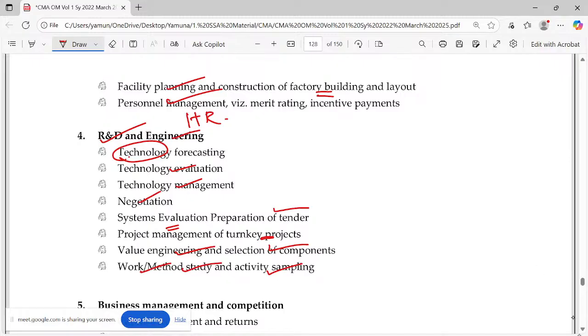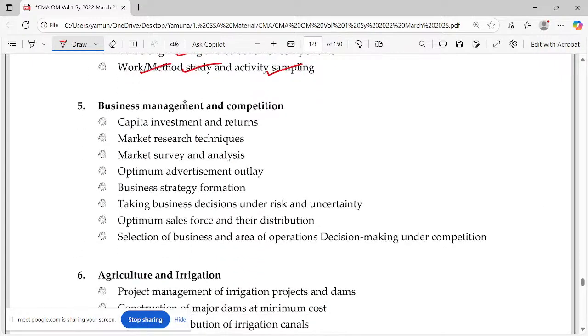So all these will be done in R&D and engineering. Whereas we go for the management side, business management and competition: how much capital investment should go this year or in the future years, depending on the forecast, and what are the returns? So we say ROI, right? If you talk about the financial management side, we say cost of capital. Remember cost of capital, cost of debt capitals and all.